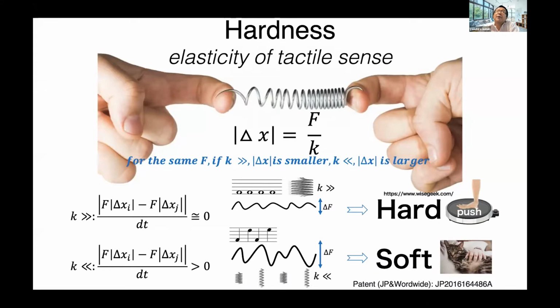So we would like to focus first on hardness. That is an important feature of tactile sense. If the spring is very hard, then delta X is small, so the change of force, delta F, would be small, and the tactile score looks like this. And if the spring is soft, delta X is large, so delta F changes by a large amount, so the tactile score should be like this. So we can describe hardness by using the tactile score.